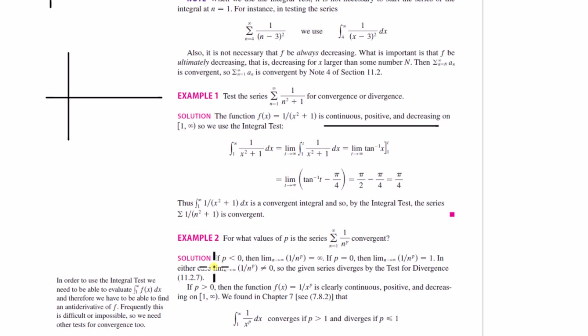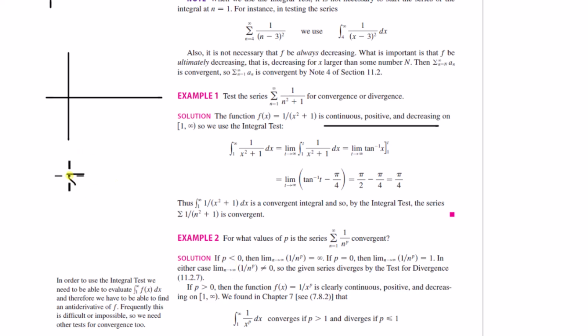But what if p is less than 0? So what do you do here? If p is less than 0, then the sequence is not decreasing, right? It's increasing. So you can't use the integral test. So what do you do? Well, remember, we learned in the previous section that there are ways to test if a series is convergent or divergent. And remember, that test was about finding the limit of the sequence, right?